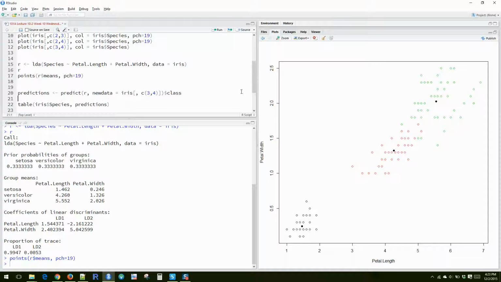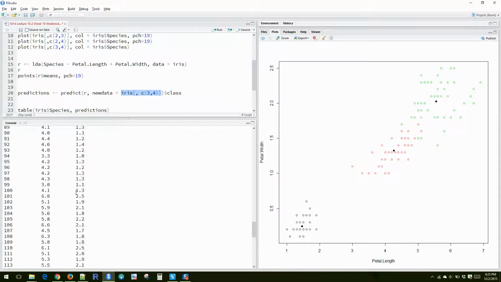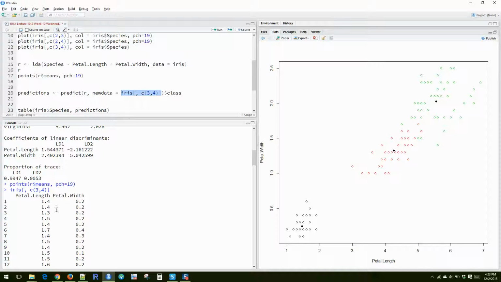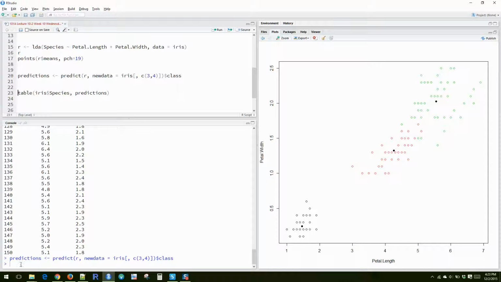Okay, so I'm going to give you basically the third and fourth columns from iris, which is just the petal length and petal width, and based on the information I give you, I want you to predict what class it's coming from. Okay, so we're going to just say make a prediction, and there you go.